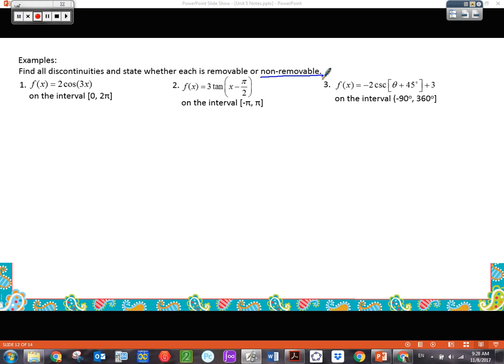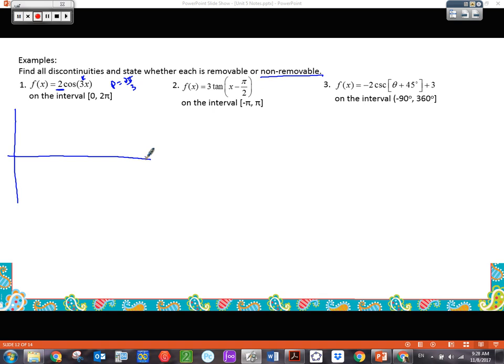So we have 2 cosine 3x. We have to examine it on the interval 0 to 2 pi, so we need to graph it on that interval. Let's remind ourselves of some basics for graphing. We know this is b, that number, and our period is 2 pi over b, so 2 pi over 3 is our period. This is our amplitude, right? 2 is our amplitude.